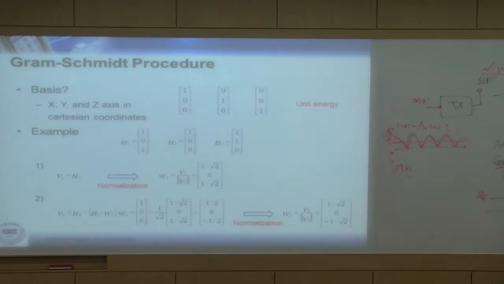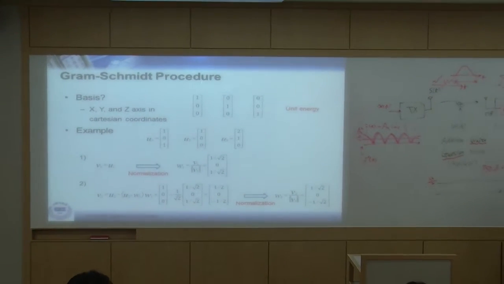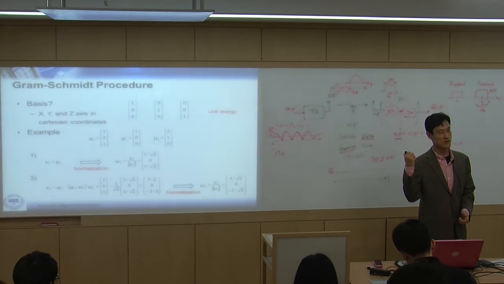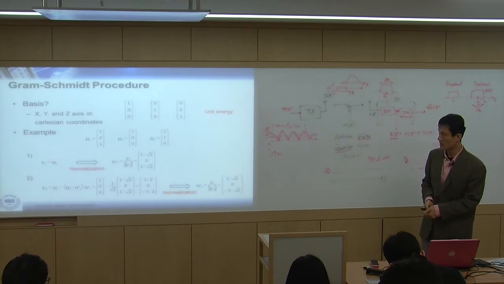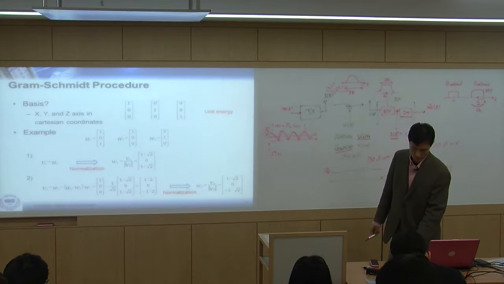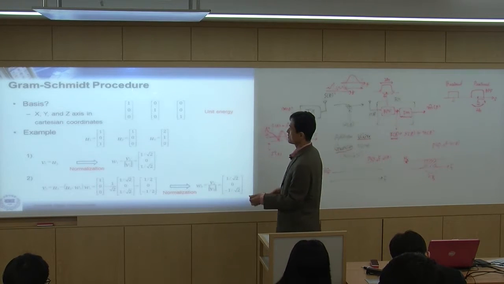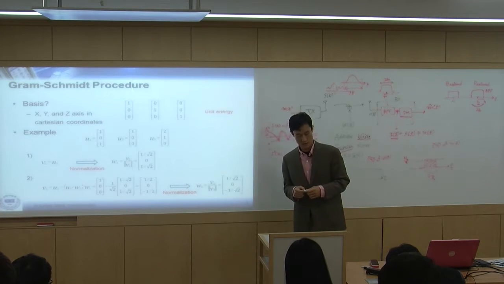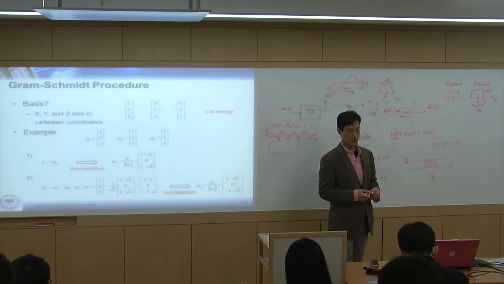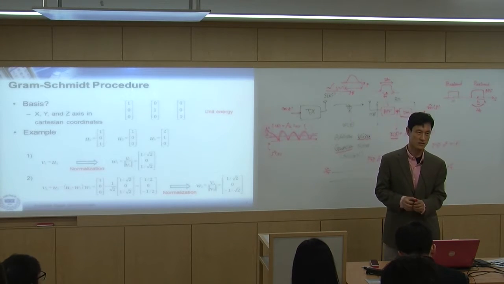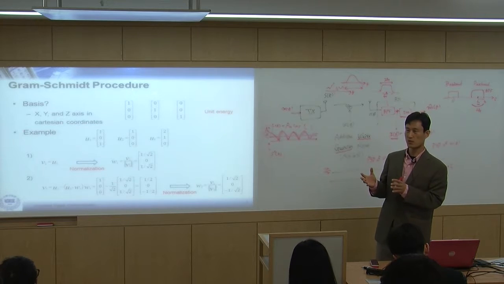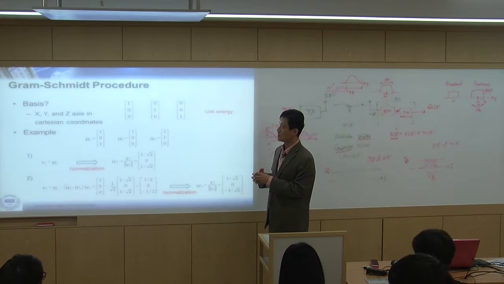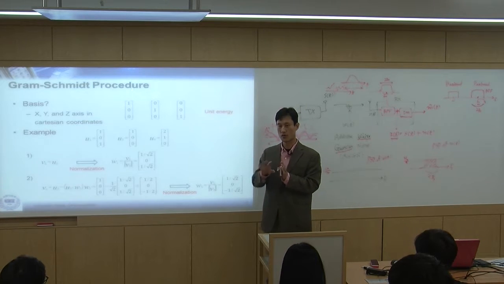There's another very common procedure called Gram-Schmidt. We already learned this in another course, I guess, in another lecture. But let's review what this means. The Gram-Schmidt procedure is sometimes called the orthogonalization procedure. What that means is we have some signals or some vectors, and we want to make them orthogonal.